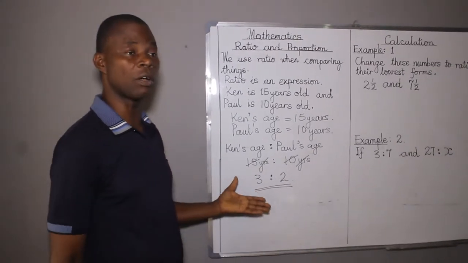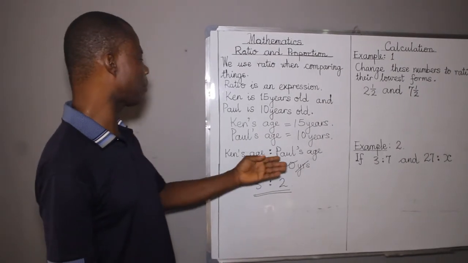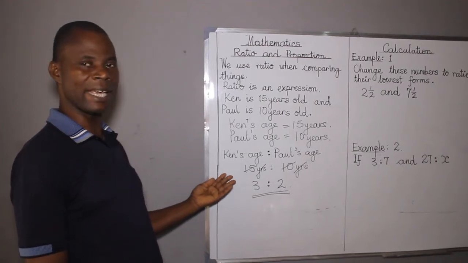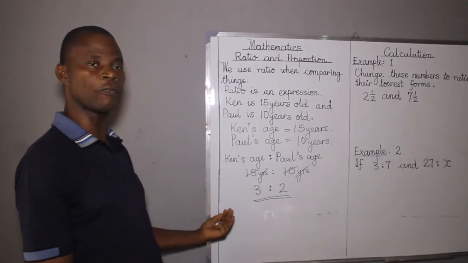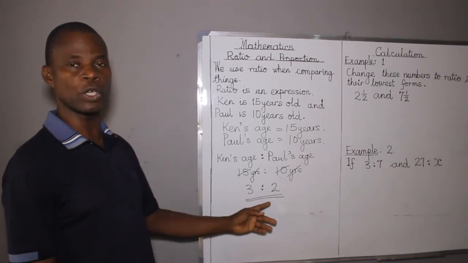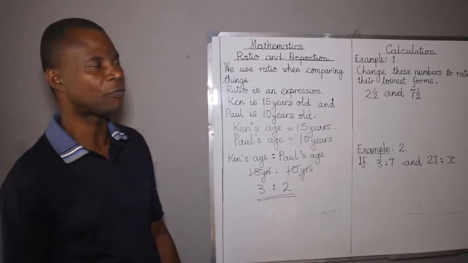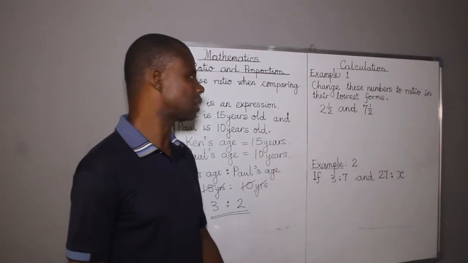And this is what we call ratio. We have compared their ages. Likewise, we can compare Paul's age to Cain's age. Then 10 comes to the front and 15 goes to the back. And that will give us the reverse of this, which is going to be 3:2. Now let's take a look at some few calculations under this particular topic.